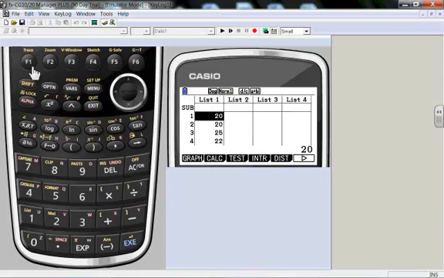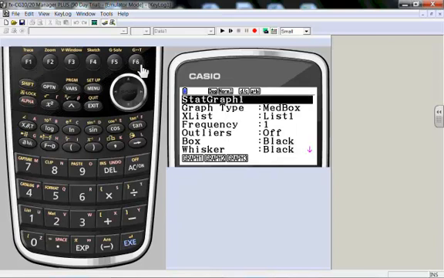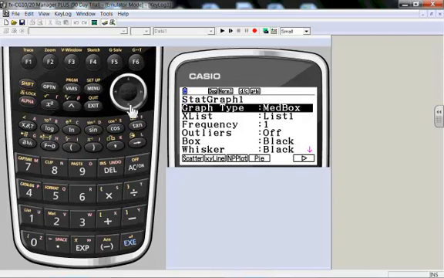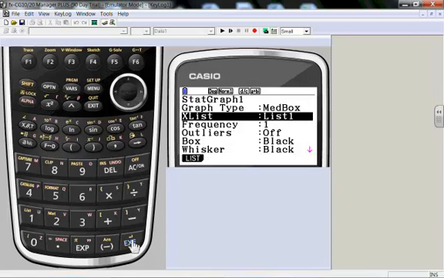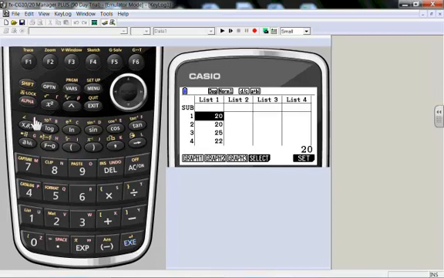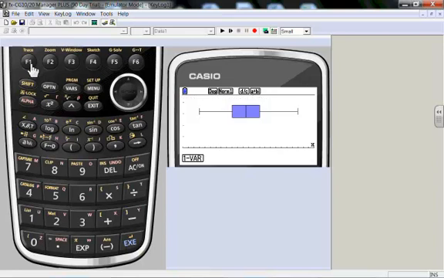Any good statistician knows you should take a look at your data. So I'm going to set up my graph. Right now I've got it set to do a median box plot, which is what I want to do. So I'll go ahead and graph my median box plot. There is no outliers, no skew.